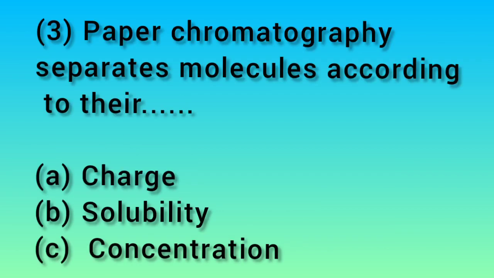Next, let's move on to the third question. The third question is, paper chromatography separates molecules according to their what? Option A is charge, B is solubility, and C is concentration. So the correct answer is option B, solubility, which means paper chromatography separates the molecules according to their solubility.